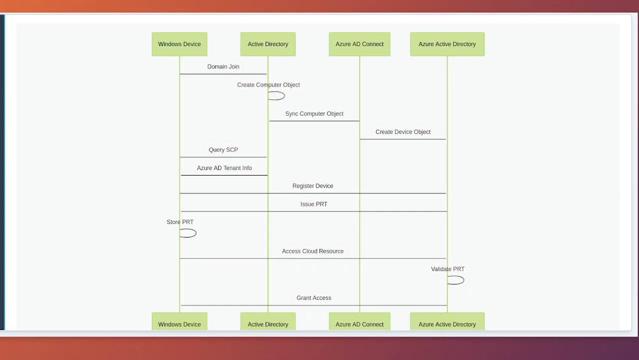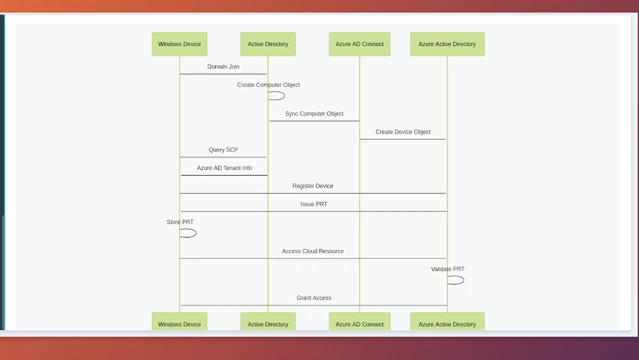For down-level devices like Windows 7 or Windows 8.1, additional group policy objects must be configured to trigger device registration. Organizations must also consider certificate requirements, as Hybrid Join relies on device certificates for authentication. Once configured, devices automatically register with Azure AD when they authenticate to the domain, and their state can be viewed in the Azure AD portal under the Devices section.